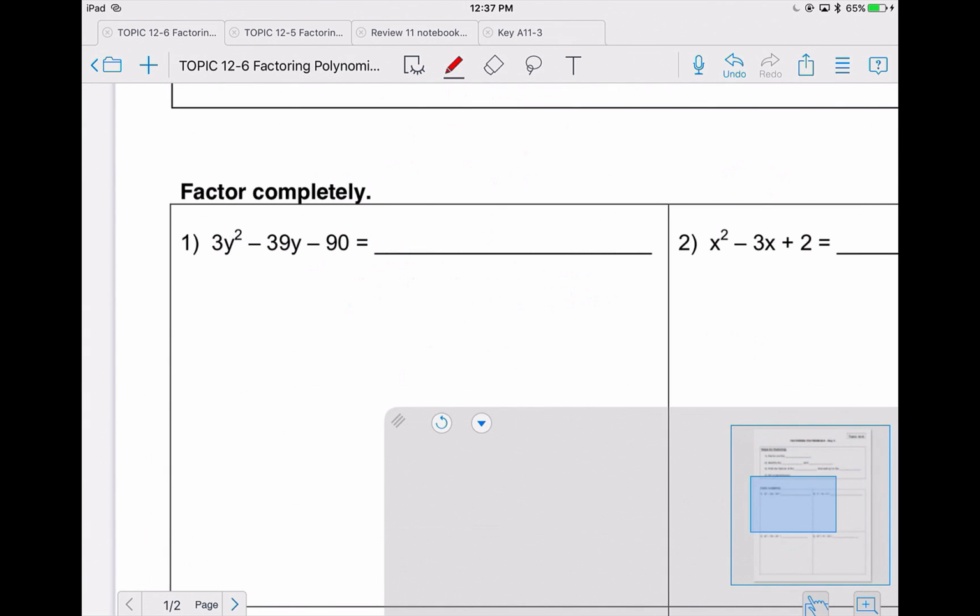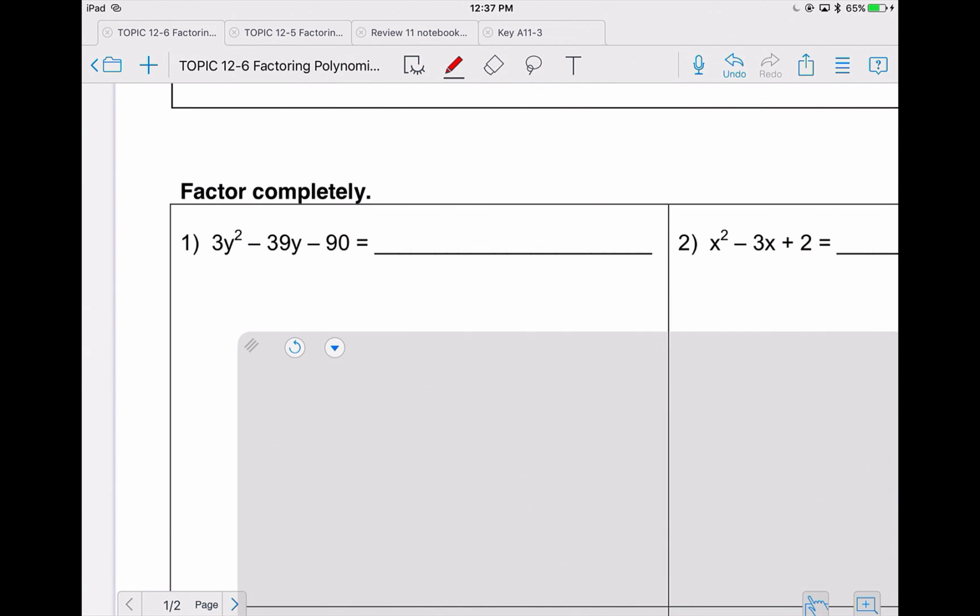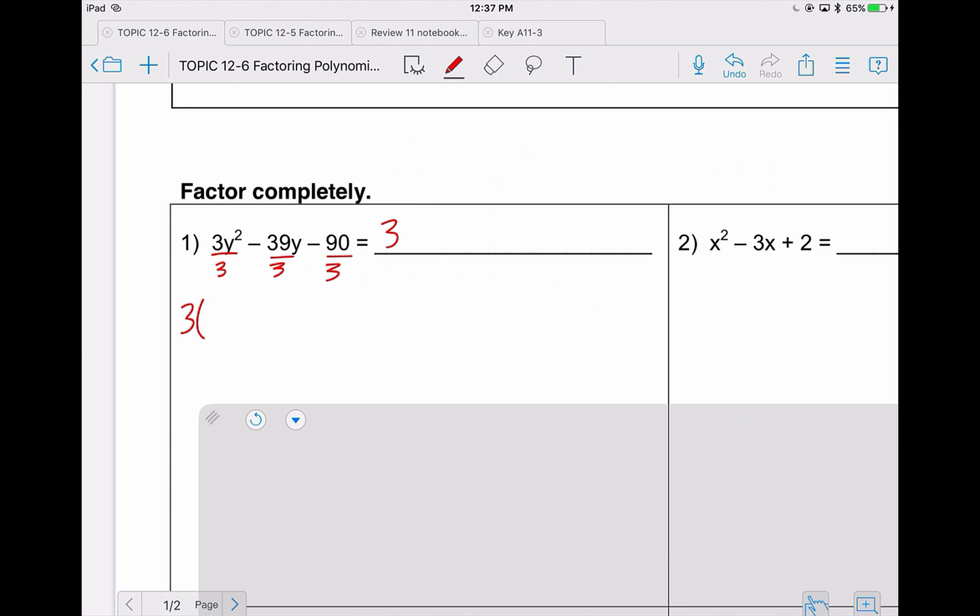So problem 1, I have a 3y squared, negative 39y, and a negative 90. First thing I'm going to do is look for the GCF. Looking at all of those numbers, they are all divisible by 3. So I take out that GCF, I divide it out, so I take 3 out. Negative 39 divided by 3 is negative 13, and then negative 90 divided by 3 is negative 30.